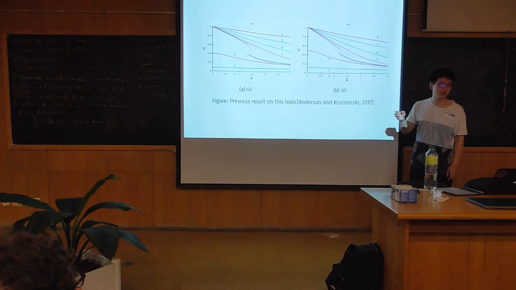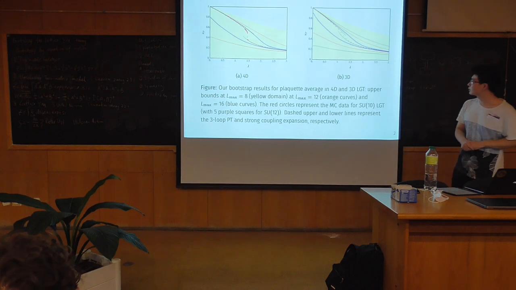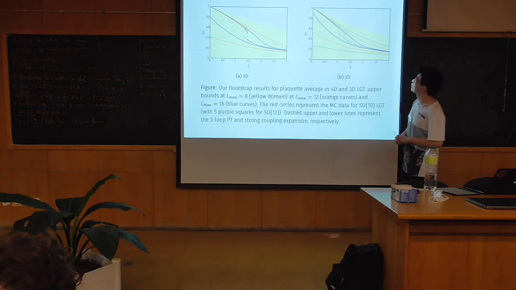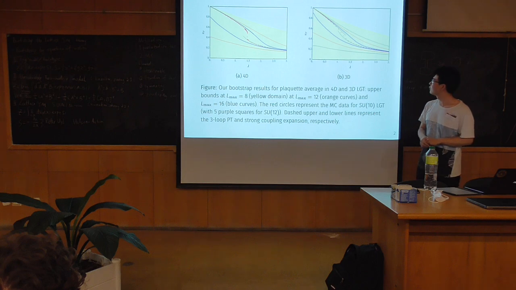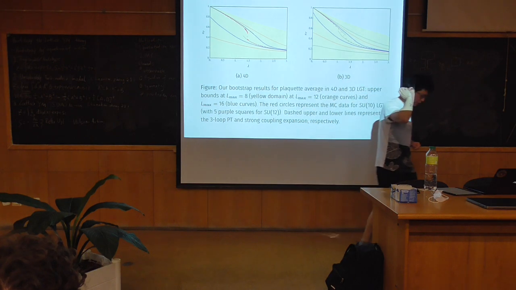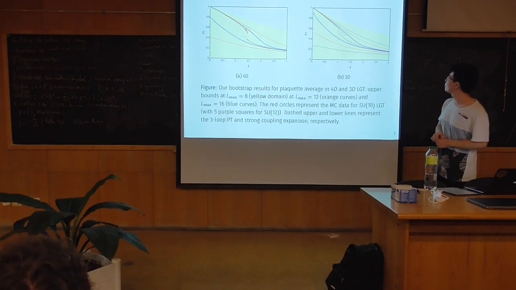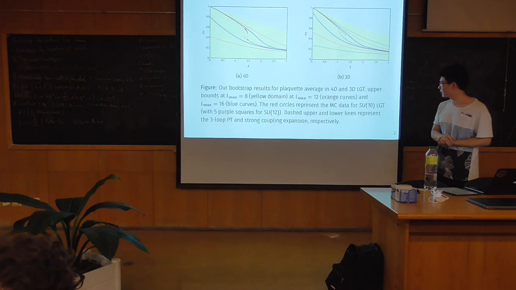At that stage, they were doing the numerics only up to a very limited cutoff, and they were not using the symmetry reduction or the reflection positivity condition. So here is the improved result by us. The blue, orange, and yellow lines are the bootstrap results under different cutoffs. The red or purple dots are the recent Monte Carlo results, and the black dashed lines are the strong and weak coupling perturbative results.